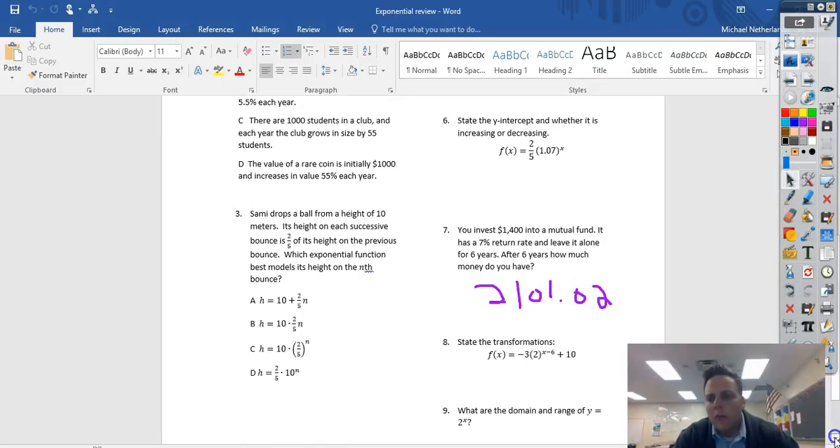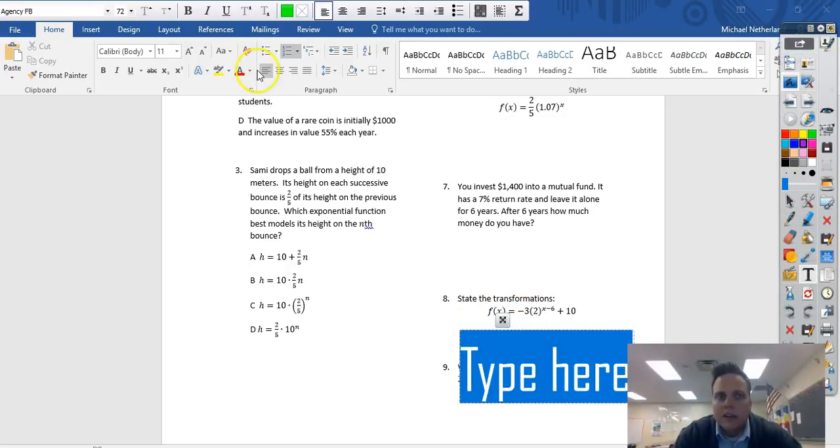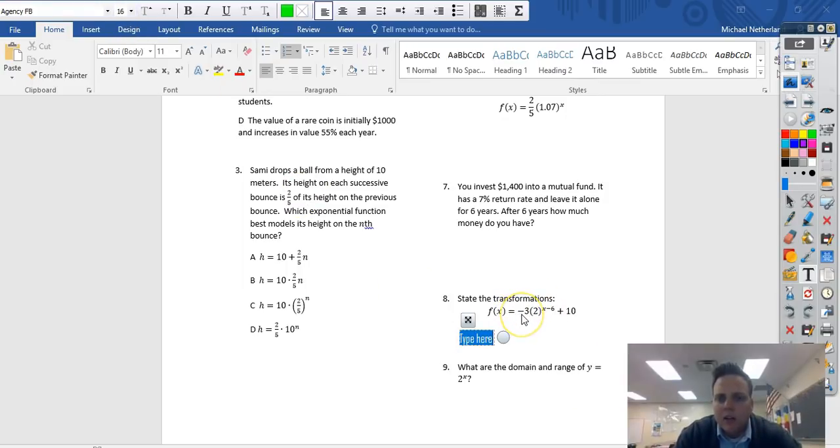Number 8. State the transformations. Let's see. I'm going to type this out because that's just going to be better for me. There's been a... This negative right here means it reflects across the x-axis. This 3 means there's a vertical stretch. Oh, I already said VS means vertical stretch, by 3. The minus 6 up here with the x means right 6. And then the plus 10 means up 10.